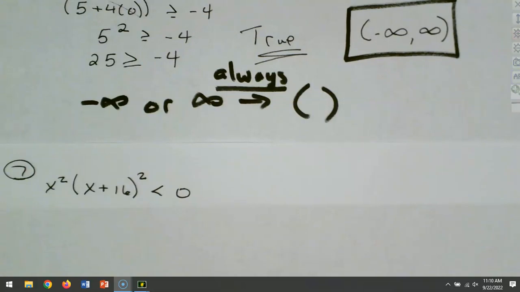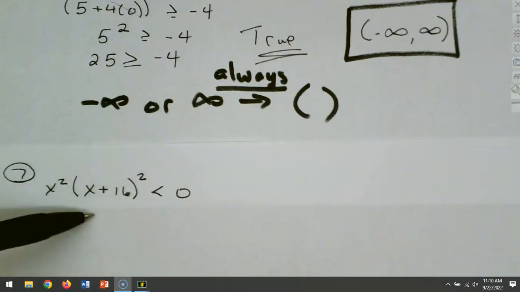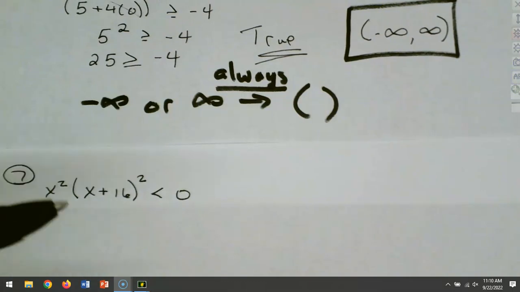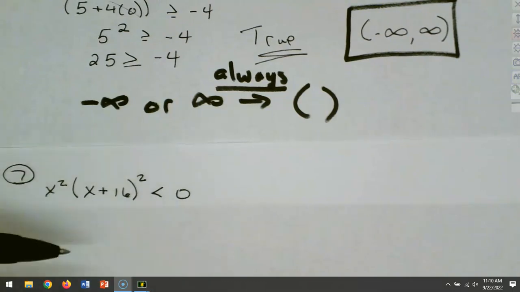Whenever we square a negative number, what comes out from it? Positive. So square here and square here. It still stays positive, doesn't it? So this side is positive. This side is 0. Are positive numbers smaller than 0? No. That's false. So it should come out to be no solution.